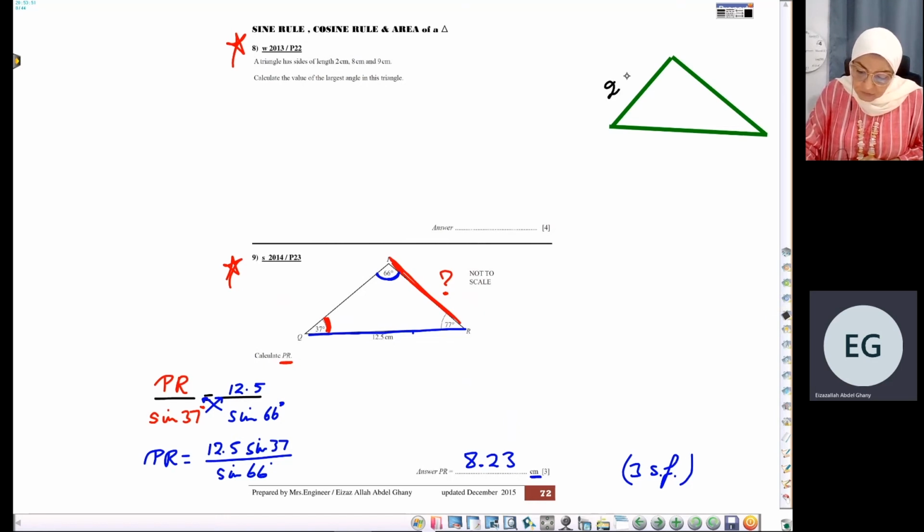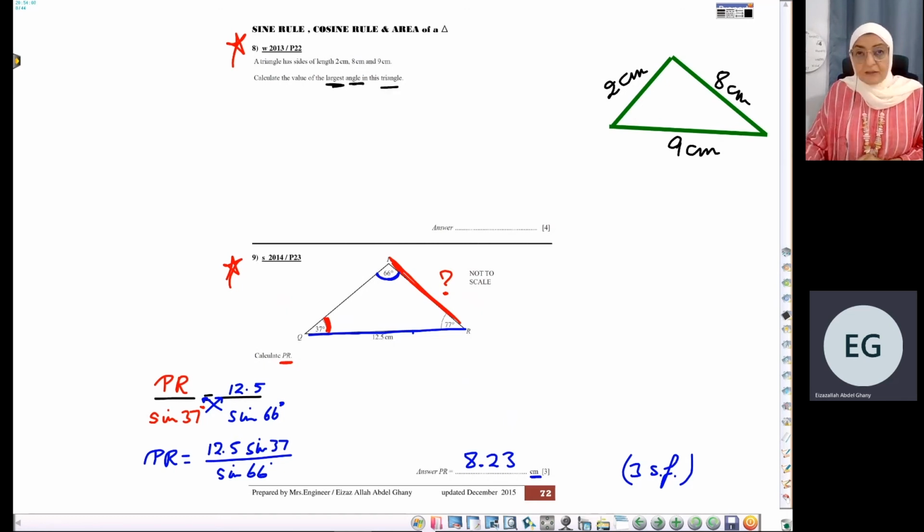So this is the shortest one is 2 centimeters. This one is 8 centimeters. And this one is 9 centimeters with no label. No problem. A triangle has sides of lengths 2 centimeters, 8, and 9 centimeters. Calculate the value of the largest angle in the triangle. There is an information which is very important. The largest angle is opposite to the longest side.